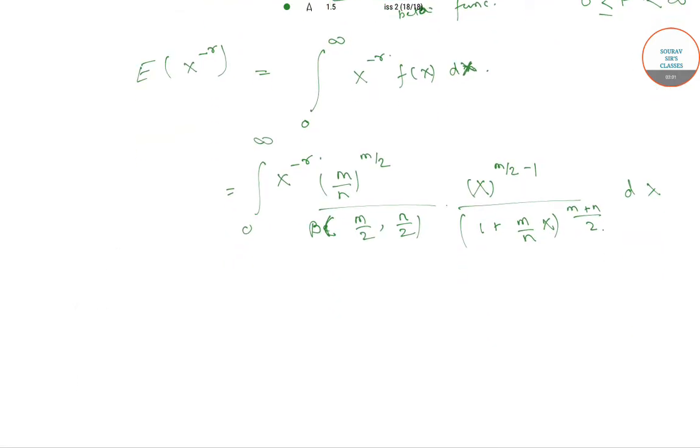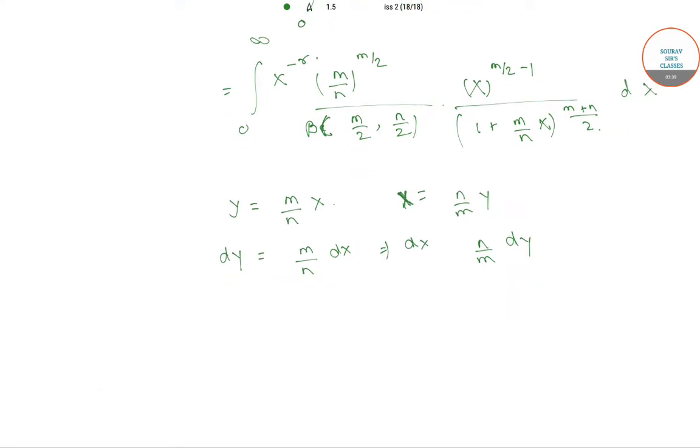Now let us define a variable y which is equal to (m/n)x. Then we would have dy equal to (m/n)dx, or dx would be equal to (n/m)dy, and x would be equal to (n/m)y. So substituting y equal to (m/n)x, we would have this as an integration again from 0 to infinity, because when x is 0, y would be 0, and when x is infinity, y would be infinity.